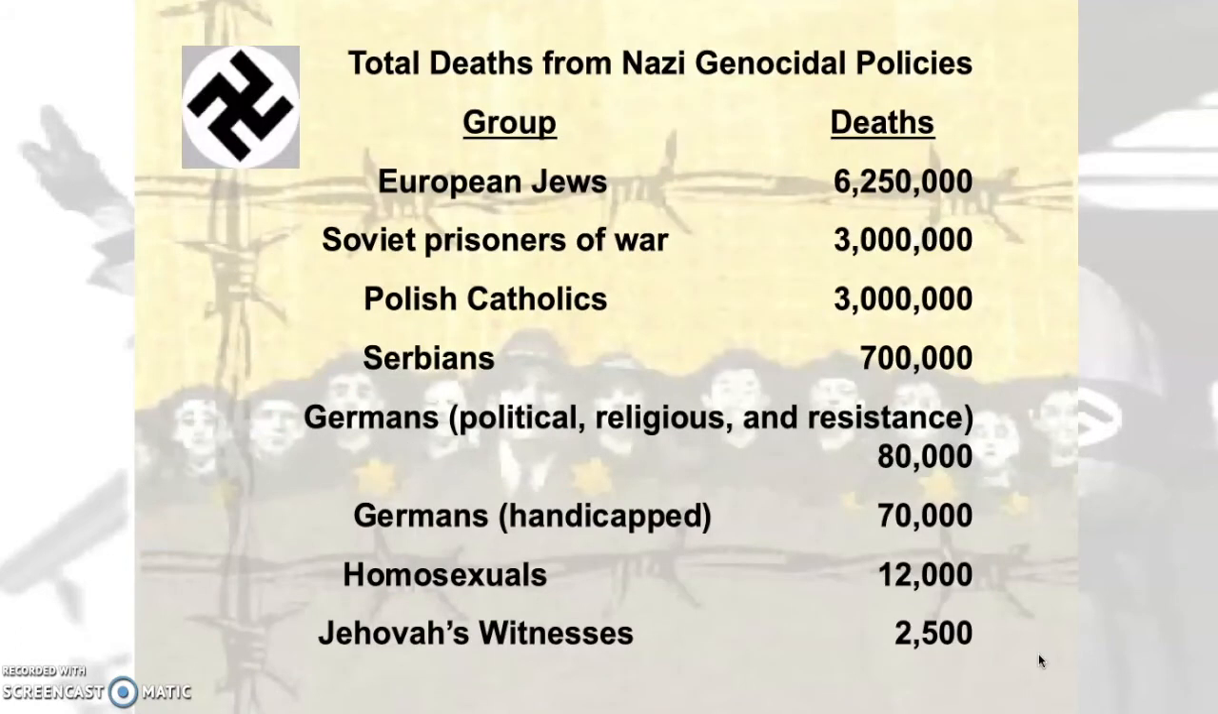So here is a breakdown of how many people died from the Nazi genocide procedures and policies. So Jews, that's 6 million. Soviet prisoners of war, people from Soviet Russia, 3 million. Polish Catholics, 3 million. If you were Serbian, you have about 700,000. Other Germans who were resisting him, 80,000. Handicapped Germans, 70,000. Those who are homosexual, 12,000. Jehovah's Witnesses, 2,500. So if you weren't with him 100%, you most likely were going to be killed in one way, shape, or form.